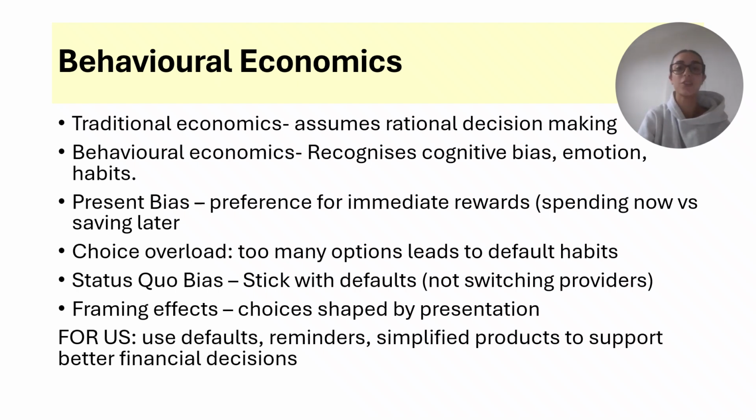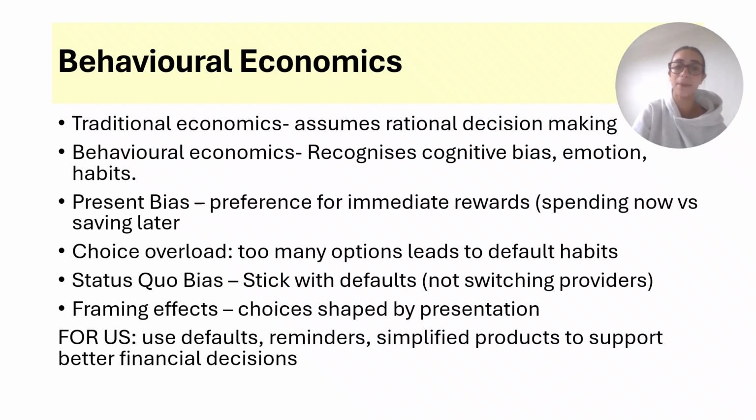Traditional economics assumes that people are rational. They weigh options and make optimal choices. But in reality, it's more complicated than that. Behavioral economics recognizes that people are influenced by habits, biases, and emotional shortcuts. But in practice, human behavior often deviates from this model.